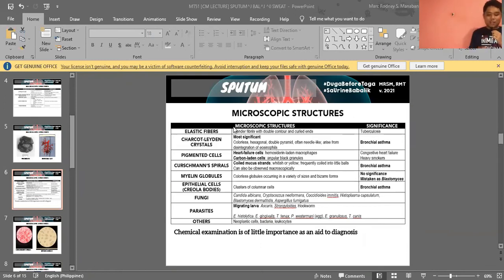And of course, Echinococcus granulosus and Toxocara canis, which are systemic parasites. And others: neoplastic cells, bacteria, and leukocytes, especially in cases of cancers. Now, chemical examination is not really necessary in the diagnosis of sputum because it is of little importance.